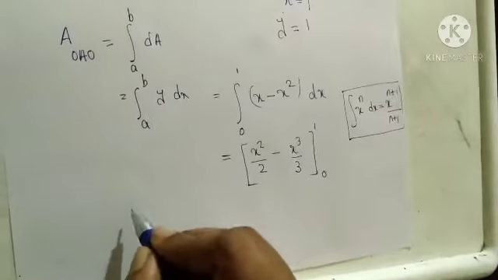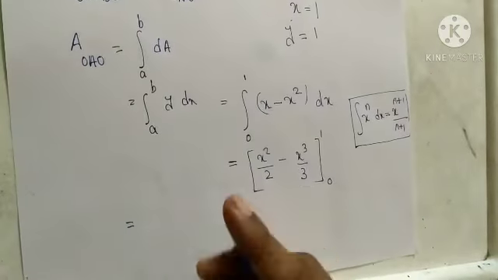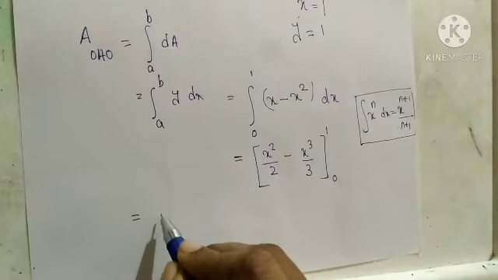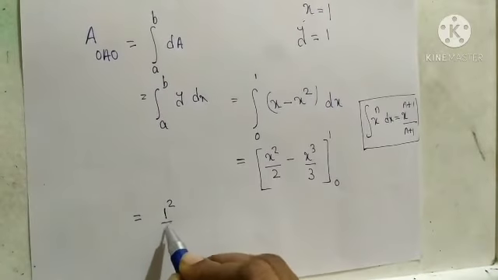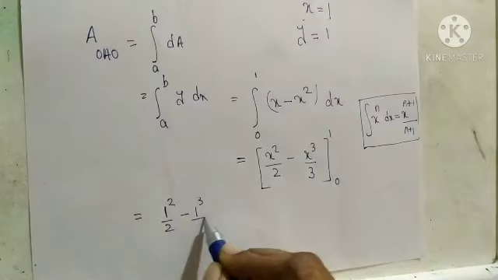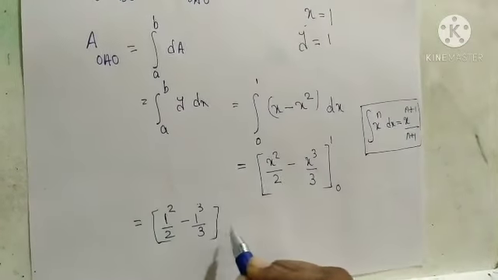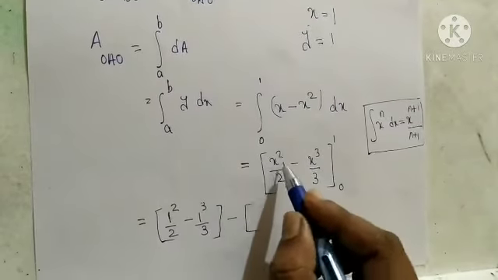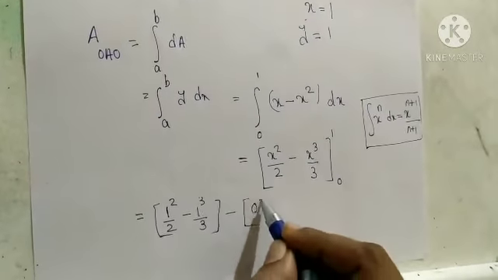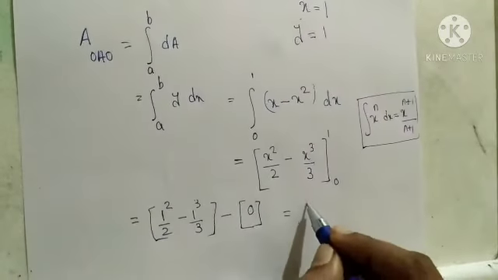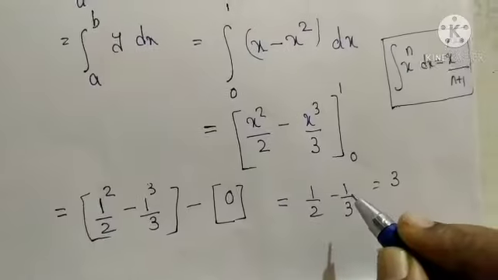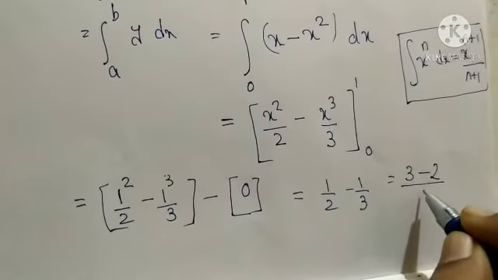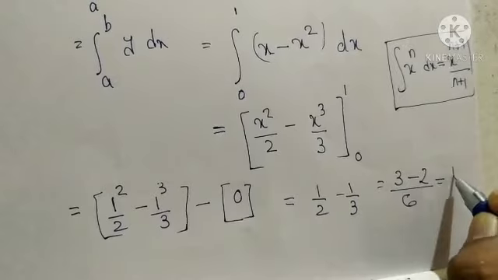Okay, so next I am going to apply the limit. First applying the upper limit 1, replacing x by 1, we get 1 squared by 2 minus 1 cubed by 3. This is our upper limit minus lower limit. Replacing x by 0, this term becomes 0 and this term also becomes 0, so the whole term will become 0. So this will be equal to 1 by 2 minus 1 by 3. After cross multiplication, we get (3 minus 2) divided by 6, which will be equal to 1 by 6.